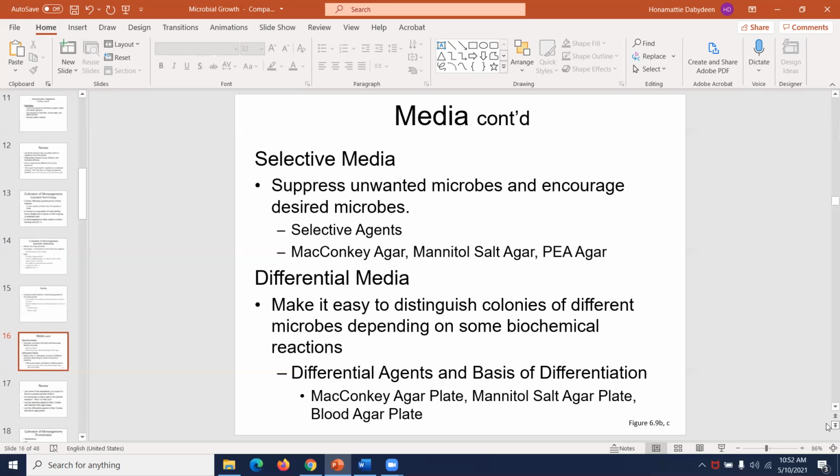Other organisms that are growing on the plate may not ferment the lactose and hence will not produce acid, so will not change the color of the pH indicator. So we're going to have those that change the color, a different color from those that don't. And that's where we can differentiate one group of organisms from the other. In this case, lactose fermenting from the non-lactose fermenting organisms.